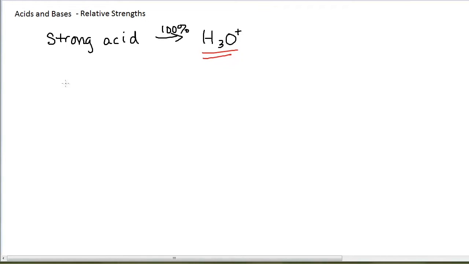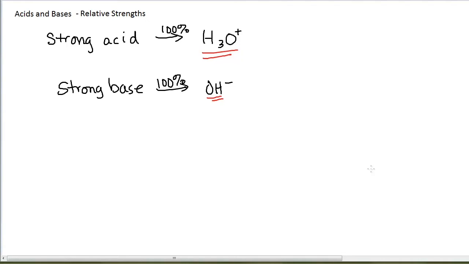Likewise, any strong base is going to 100% produce hydroxide ions. For that reason, we say that OH minus is the strongest base possible in an aqueous solution, because any strong base is going to be hydroxide ions. So these are considered the strongest acid and the strongest base when you're talking about an aqueous solution.